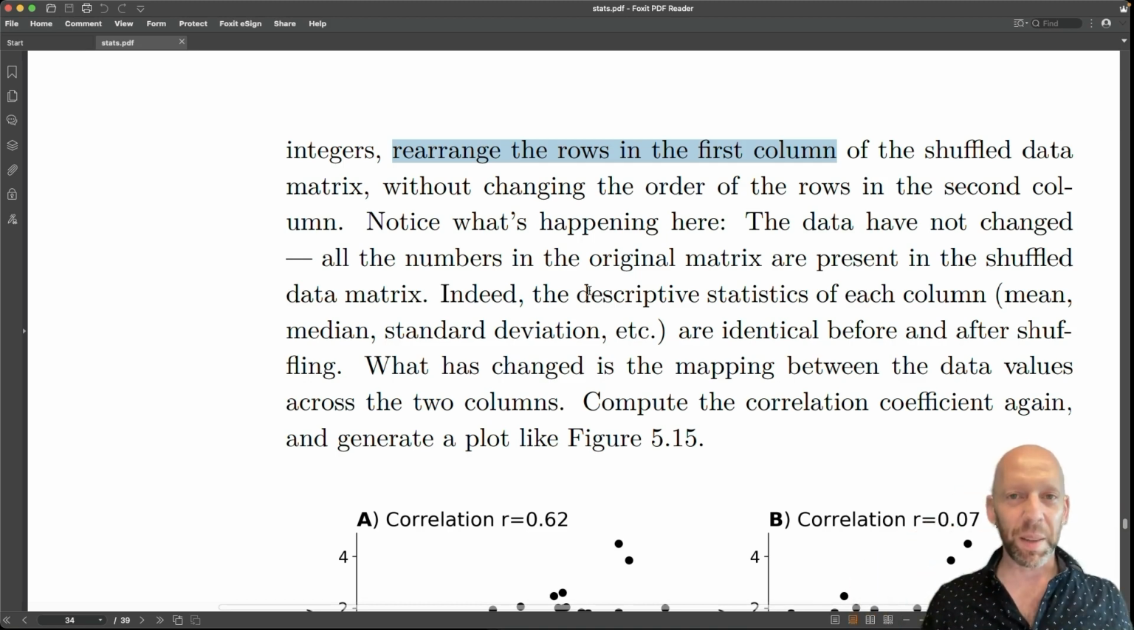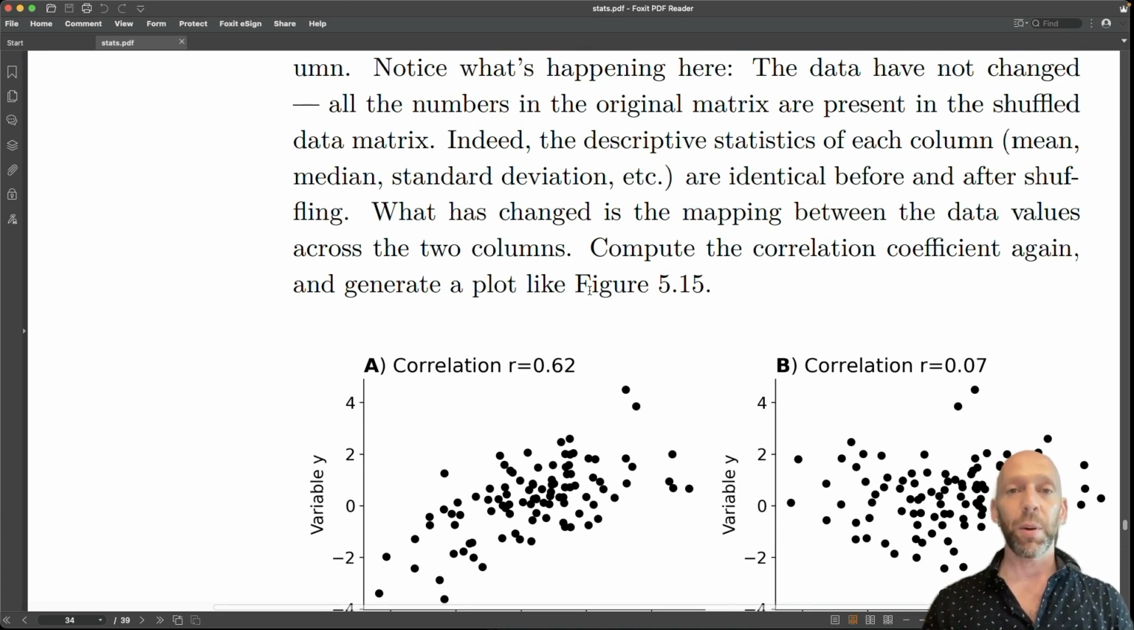And here's the interesting thing about this randomization. The data values have not changed. So all these sample characteristics, the mean, standard deviation, skew, whatever else, are all identical. We haven't changed any of the numbers. We haven't transformed the numbers or manipulated the numbers. All we've done is shuffle the order in which those numbers appear. But because we shuffle the order for one column and not for the other column, that changes the correlation coefficient.